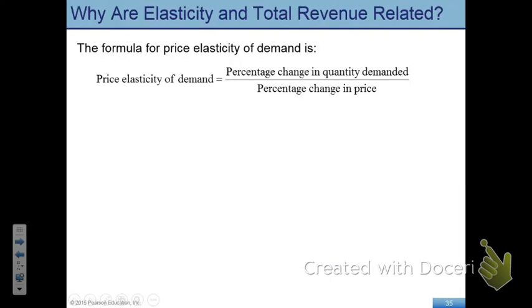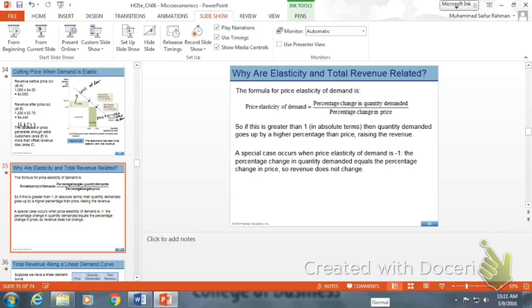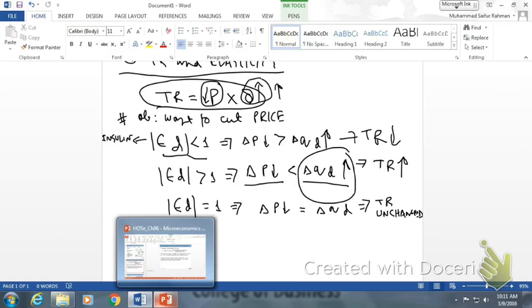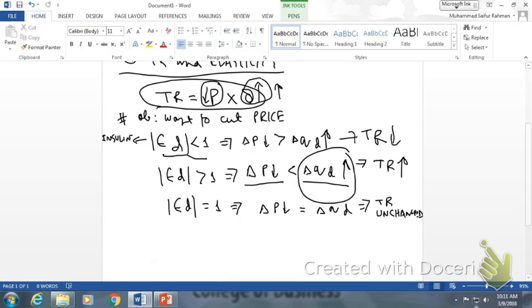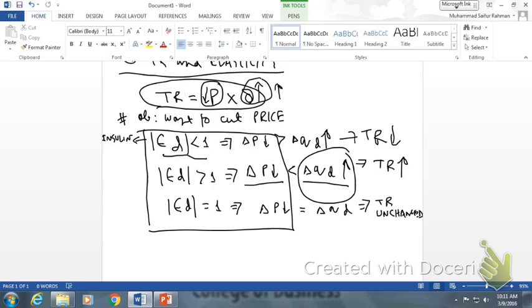The next one that I want to talk about is to show how these three concepts really matter. Okay? So we had three relationships. Elasticity of demand less than 1, cutting prices really reduces total revenue. Elasticity of demand greater than 1, cutting prices raises total revenue. And elasticity of demand equal to 1, cutting prices really does not change our total revenue.